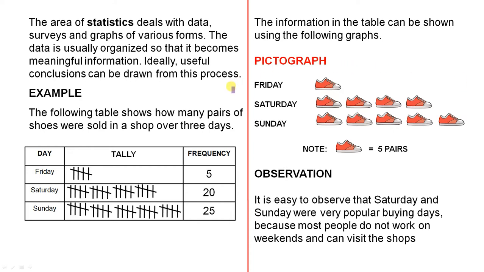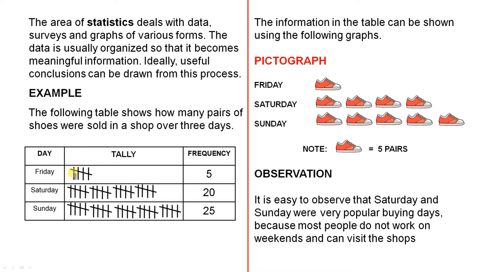The following table shows how many pairs of shoes were sold in a shop over 3 days. So the 3 days were Friday, Saturday and Sunday. On Friday, 5 pairs were sold. On Saturday, 20 pairs were sold. And on Sunday, 25 pairs were sold.